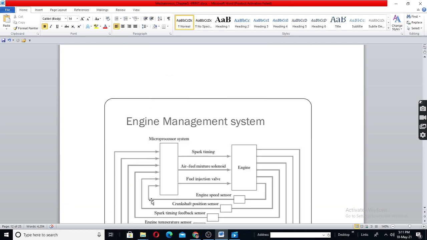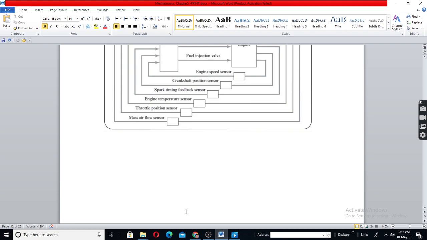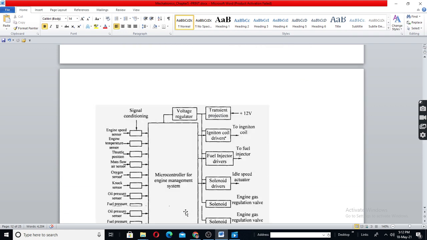Not only this one. See, when we want to mix the air with the fuel, that air should be hot. And again, how much volume should be mixed with the air depends upon the temperature and pressure of the air. Temperature, pressure, so all these things are there. So in short, an idea is given to you.